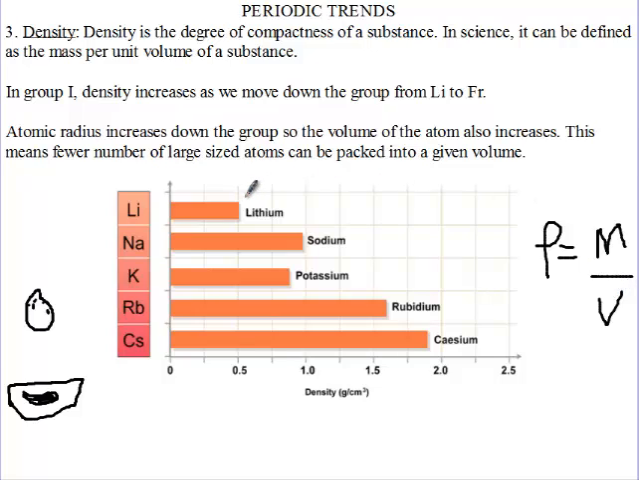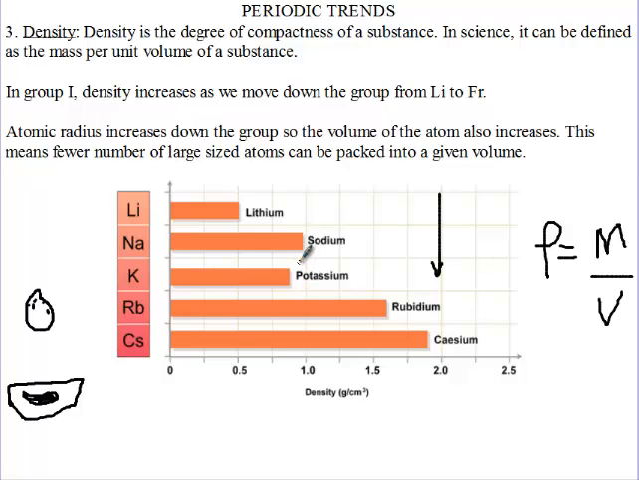Now, when you take lithium, the general rule is that as you move down, the density will increase. When you take lithium and sodium, you can see this clearly. The density of lithium is almost half of the density of sodium. So sodium's density is almost 2 times that of lithium. The reason is because from lithium to sodium, the mass changes, but the volume does not change that much.